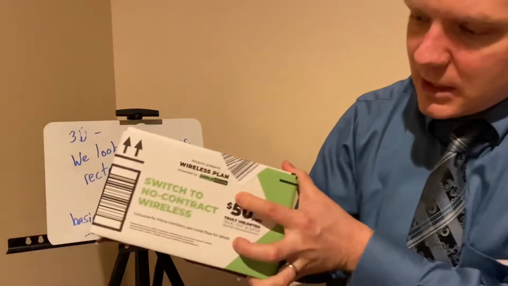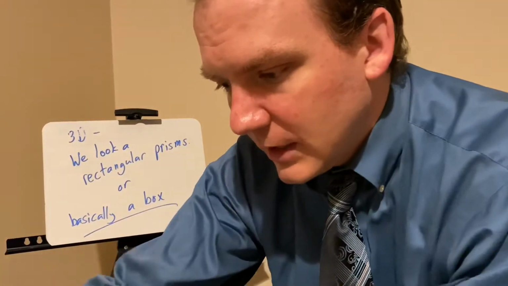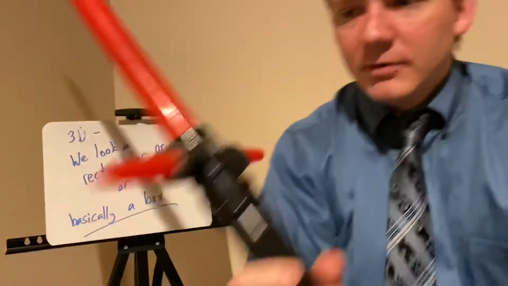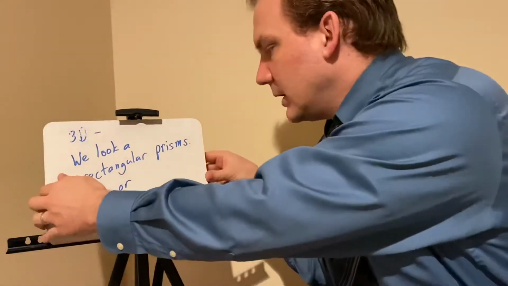And I have a nice box that I'm going to use. This is basically a box. So I have a rectangular prism. And of course, I have a very useful lightsaber. All right? So let's continue on as we go through.